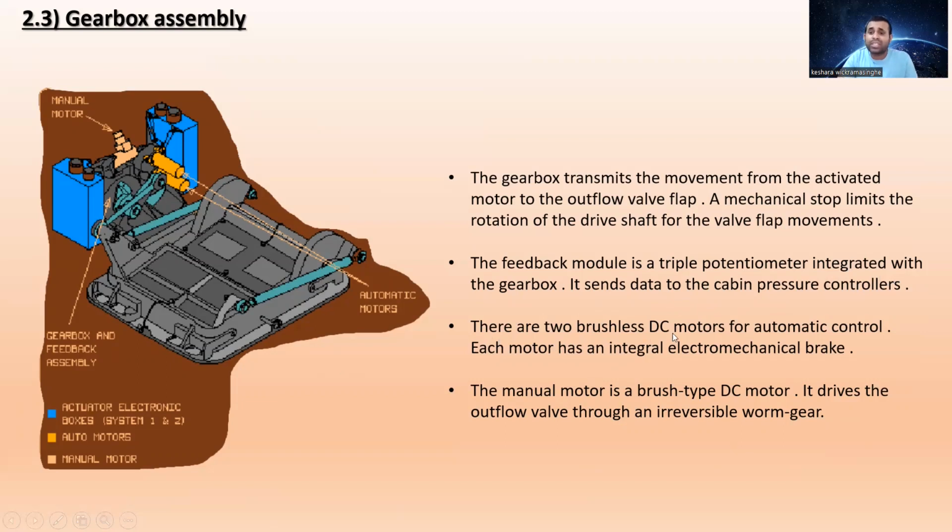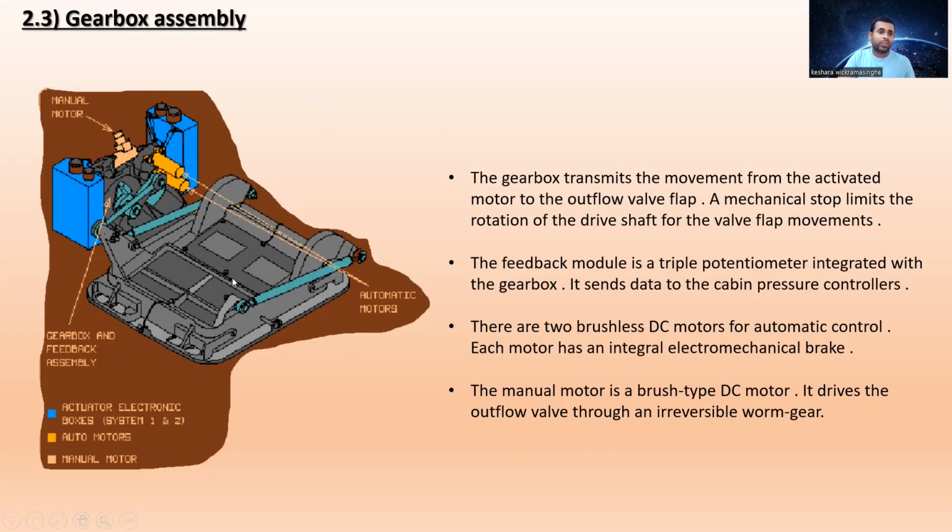There are two brushless DC motors for automatic control. Here are the two motors, and each motor has an integral electromechanical brake. And here is the manual motor, which is a brush type DC motor. Remember, the manual motor is a brush type DC motor, and it drives the outflow valve through the irreversible worm gear.